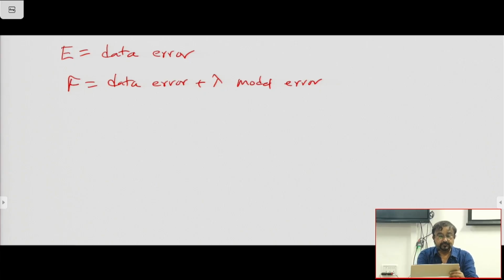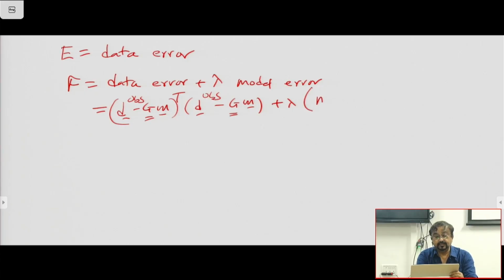The way we want to impose this is we have our standard data error, which is your D observed minus GM, transpose D observed minus GM, plus lambda times, I can say, my M minus M prior, transpose M minus M prior, right?